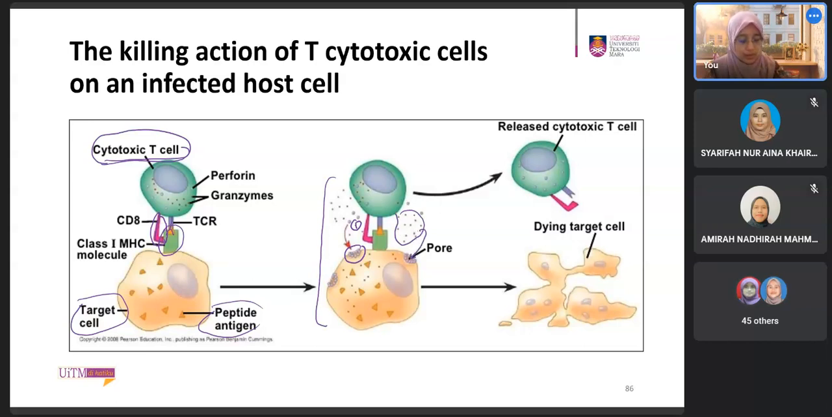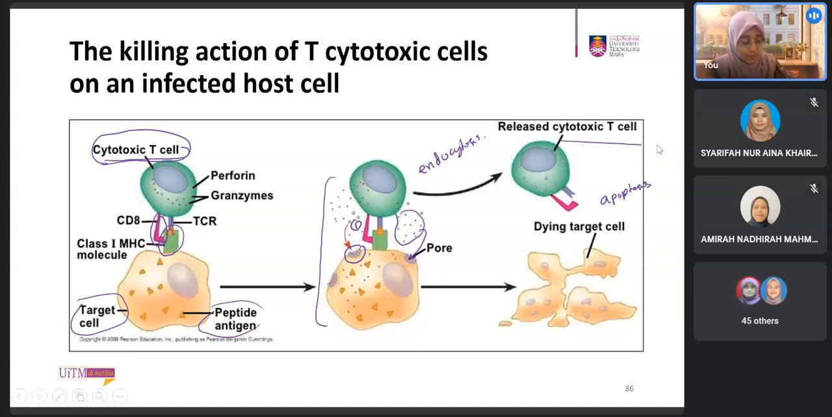Okay, through the pores or through the process of endocytosis. And then this will induce apoptosis, programmed cell death. So it causes the target cell to be destroyed. Okay, so it induces apoptosis. So once the target cell is destroyed, then the cytotoxic T cell will be released to find another infected cell.